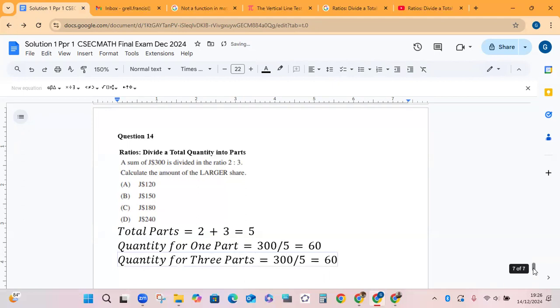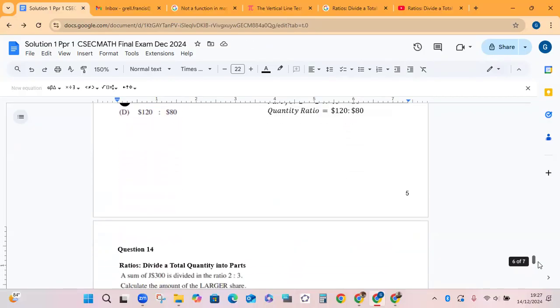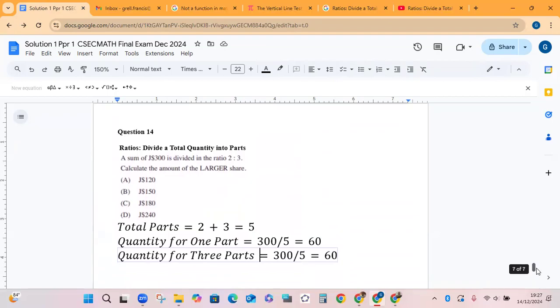as you can see, I expressed it differently here. I said part for 3, part for 2, quantity for 3 parts. It's basically saying the same thing. So we just simply multiply 3 by 60, and that will give us 180. Just to verify, the quantity for 2 parts would be 2 by 60, 120. 120 plus 180 will give us back the 300.